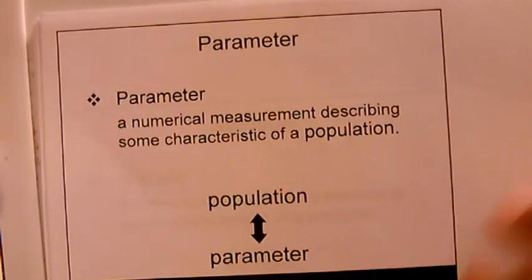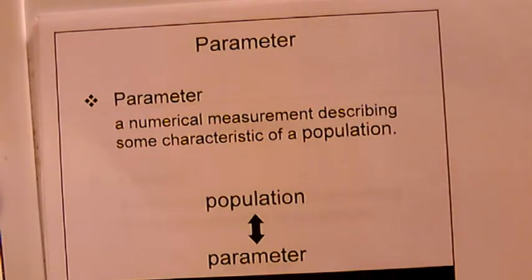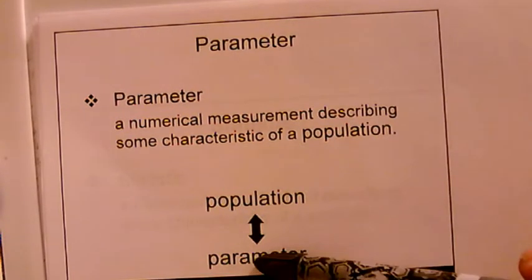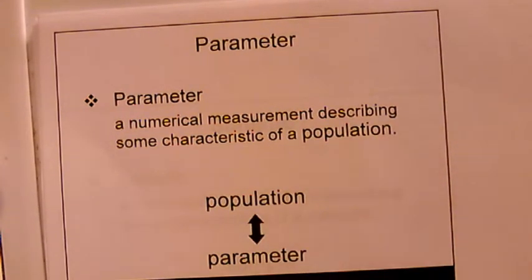One of them is parameter. A parameter is this: it is a numerical measurement describing some characteristic about a population. And here you can see population and parameter, those two go together. They both start with the letter P. If that helps you to remember, population, you're dealing with the parameter.